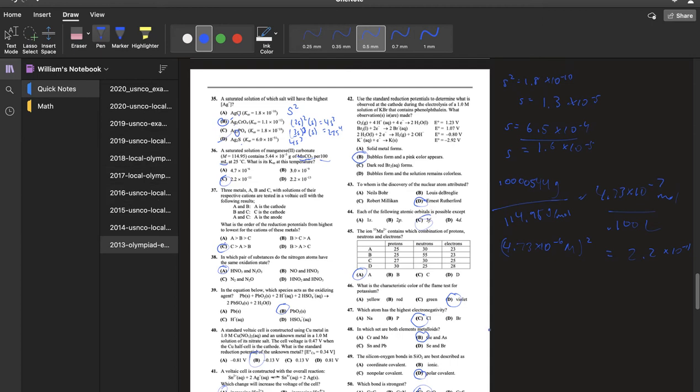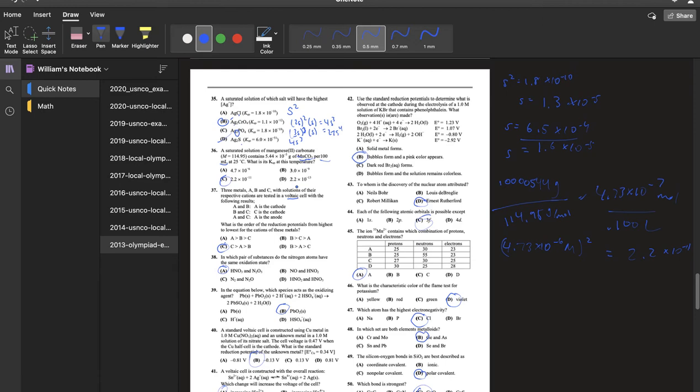Okay, 3 metals, A, B, C, voltaic cell. Voltaic or galvanic cell means that the reaction itself is spontaneous and it's not battery powered, but instead it's generating power by itself. A is the cathode, C is the anode. Okay, so how can we interpret this?